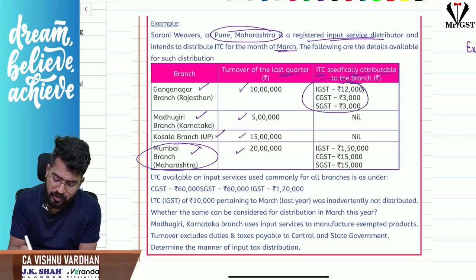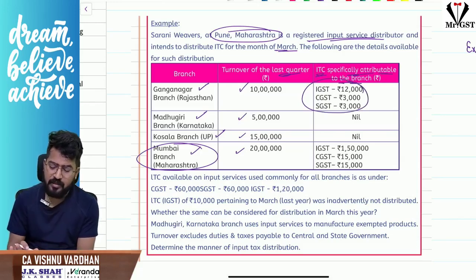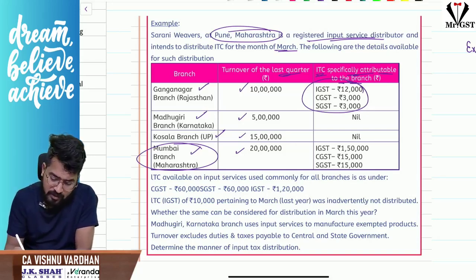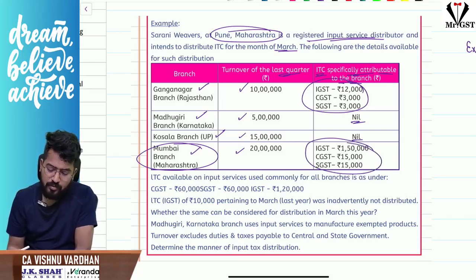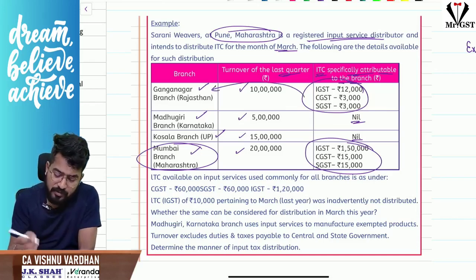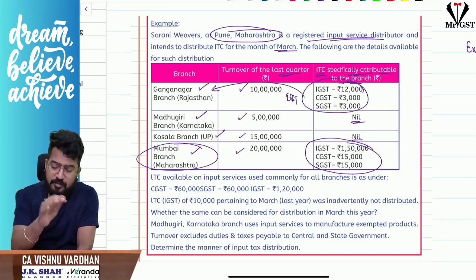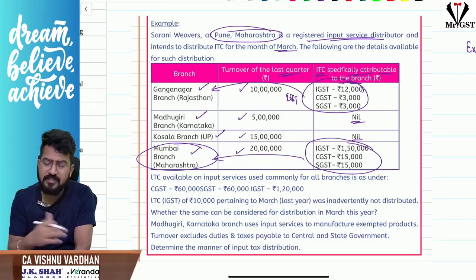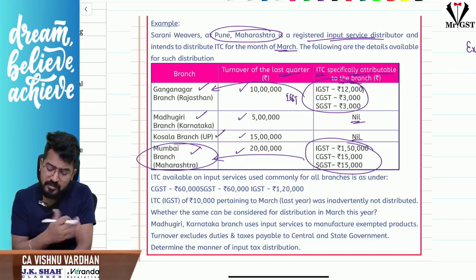So these are the ITC which is specifically related to the Ganganagar branch, related to Madhugiri and all these, and these are related to the Mumbai branch. Okay, so these are with ISD. This will be transferred to these people. This will be transferred to these people. You know, because this is outside Mumbai, outside Maharashtra, everything will be transferred as IGST to that branch because it is specifically available to that branch. This will be transferred as it is, IGST as IGST, CGST as CGST, SGST as SGST, because it is related to that.